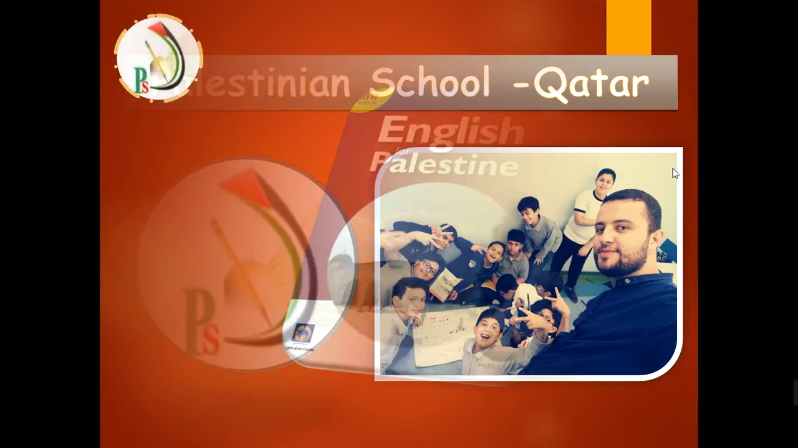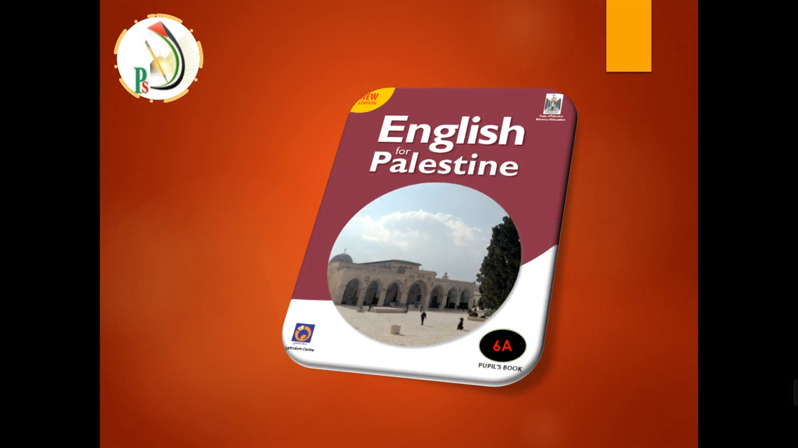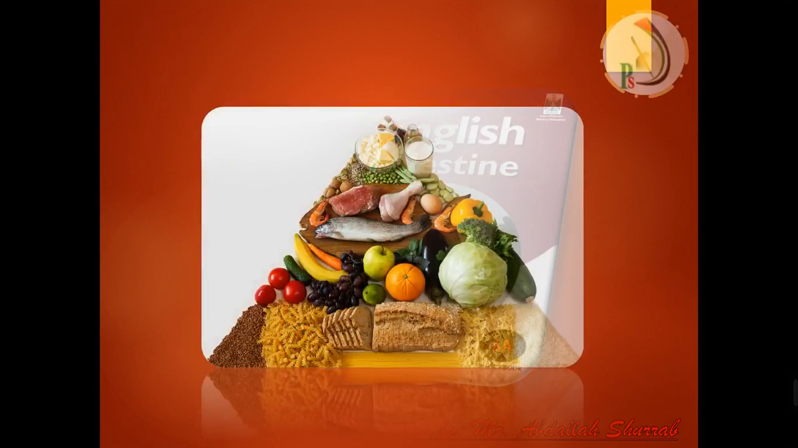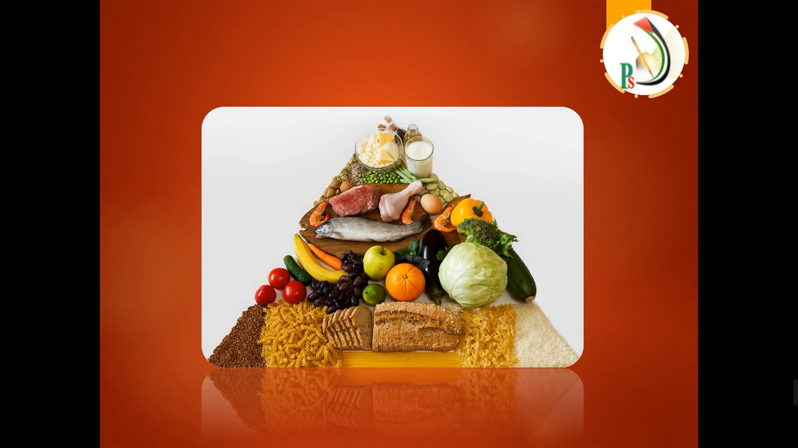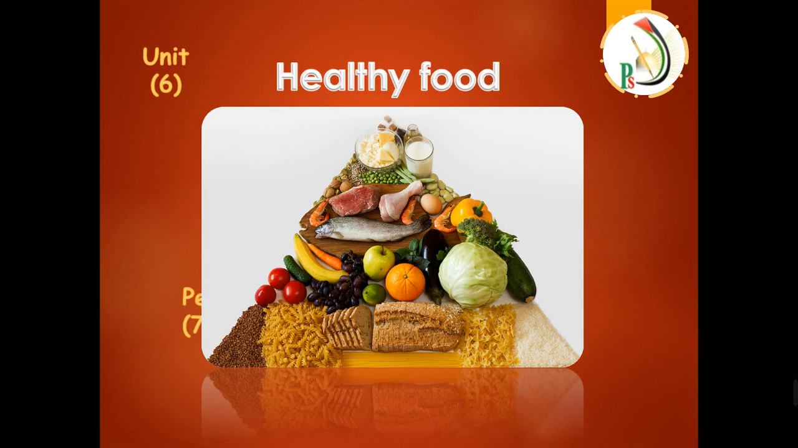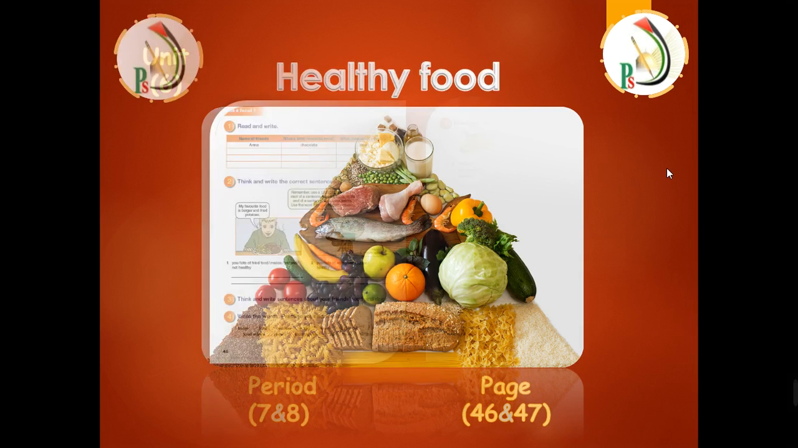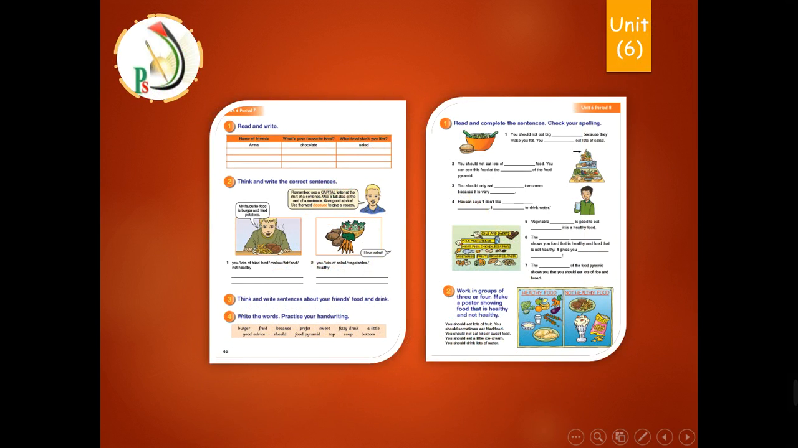This is Mr. Abdullah Shurab and today inshallah we will talk about the 6th grade English for Palestine students book, and we will discuss the last two periods in Unit 6, healthy food. So please open your books page 46 and 47 and let's start. These are our pages. We have lots of activities and inshallah it will be a very amazing class.